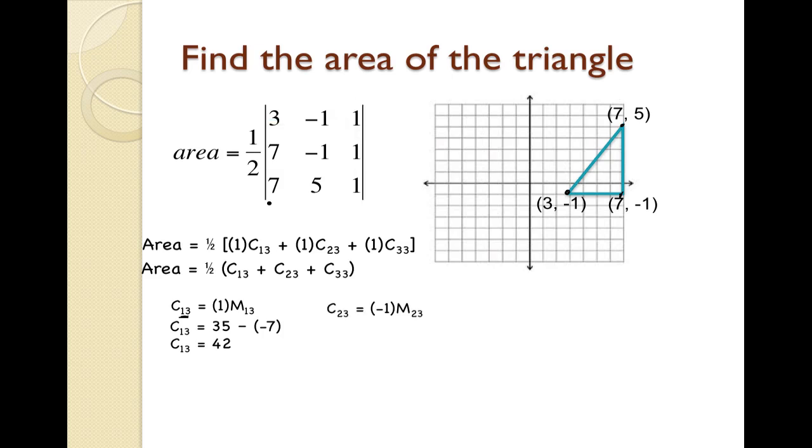Cofactor of row 2, column 3. This is going to get multiplied by a negative. 2 plus 3 is 5, and 5 is an odd number, so that means I change the sign of my minor once I get it. Okay, we have to find our minor. Let's cross out row 2, column 3, and find the determinant. So that means we have negative 1 times 15 minus a negative 7. That gives us a negative 22 when we solve that out.